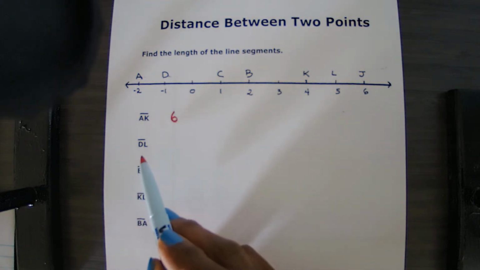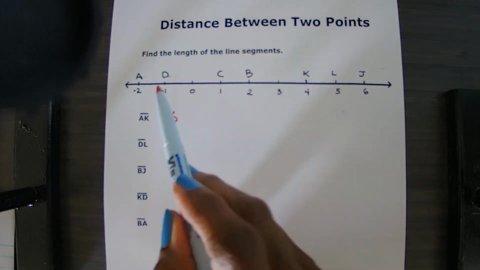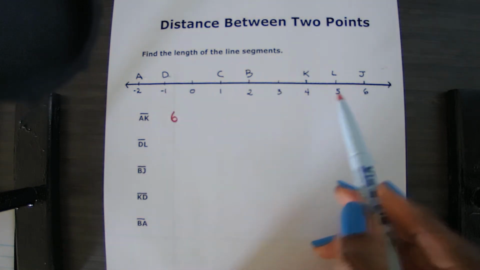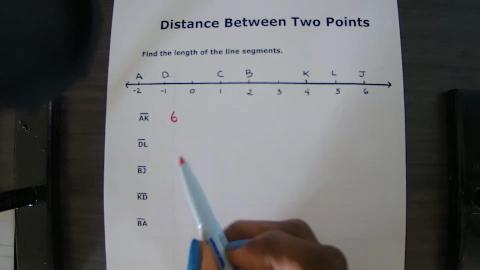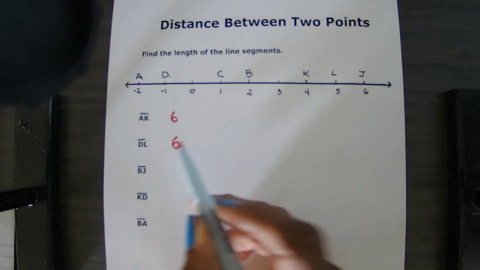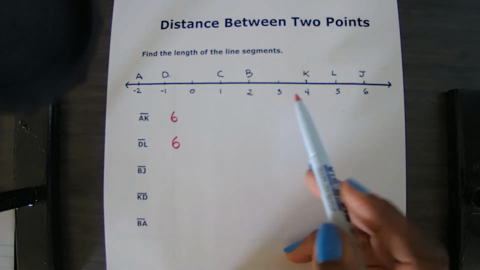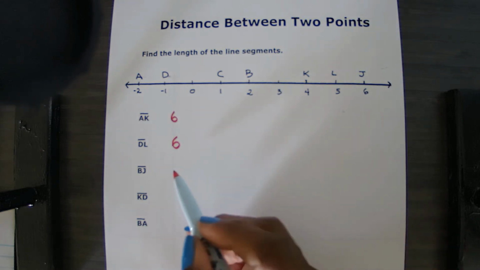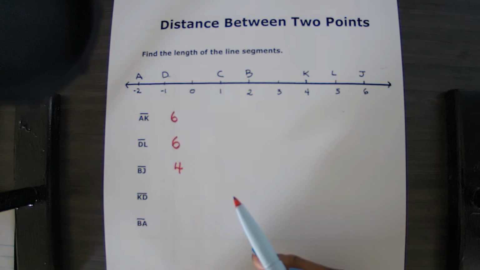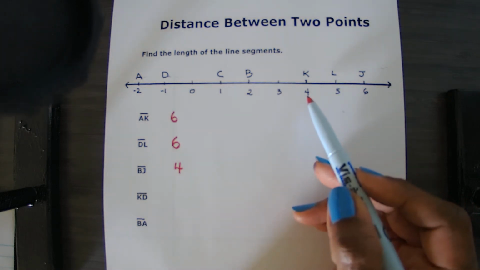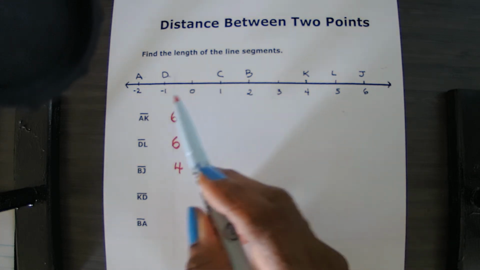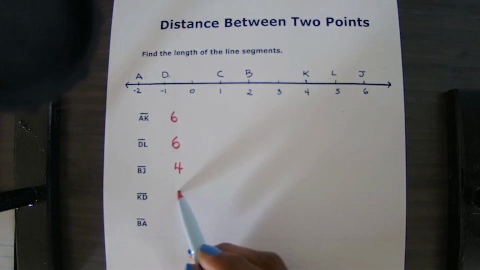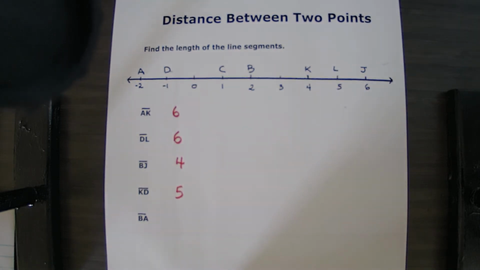DL. So for DL, here's D and here's L. 1, 2, 3, 4, 5, 6. 6 units. BJ. 1, 2, 3, 4. Now KD. Here's K and here's D. 1, 2, 3, 4, 5. I went 5 units. Now, I went backwards because I started at D, but it doesn't matter.